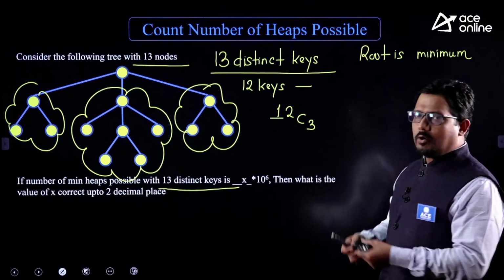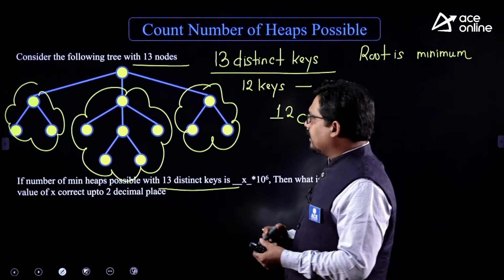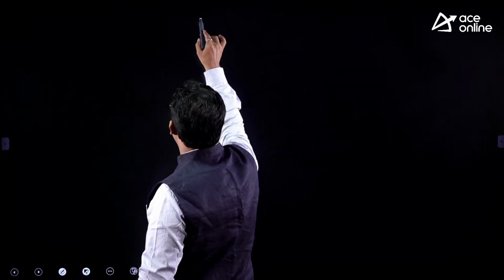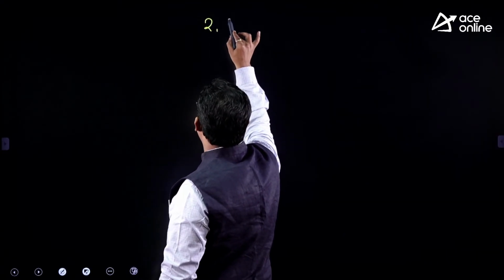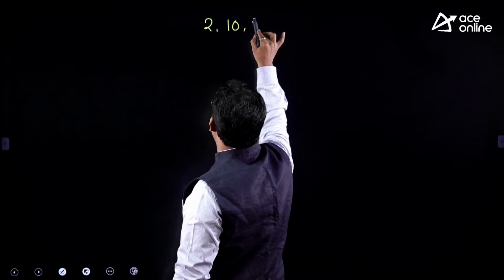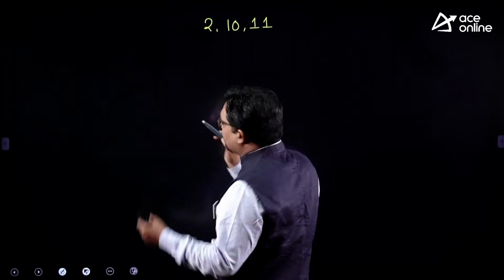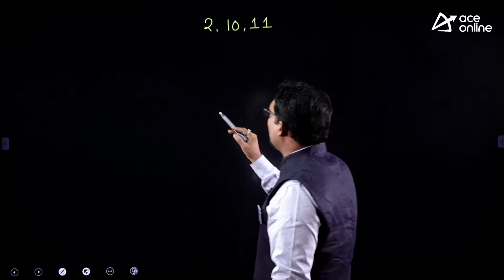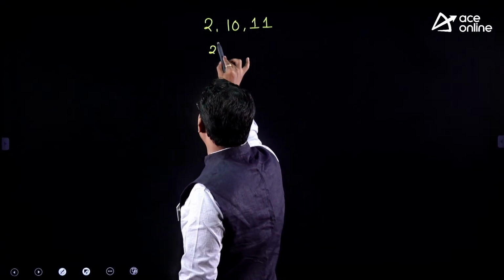Now, what about this 3 key? Suppose I am selecting here, as an example, that 1 is gone. So I suppose I select 2, 10 and 11. Now I want to construct 3 keys. This is one category.